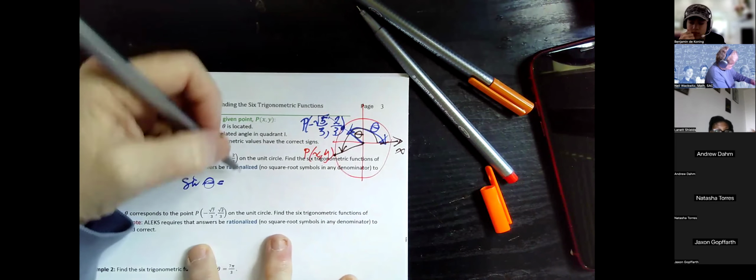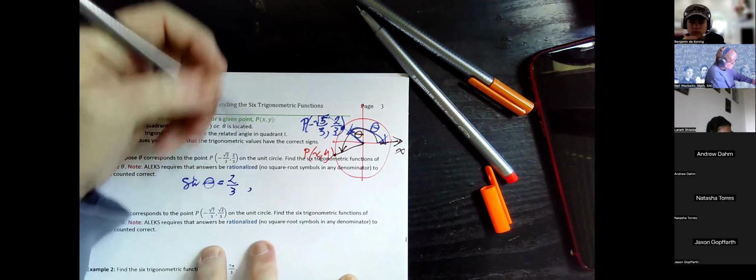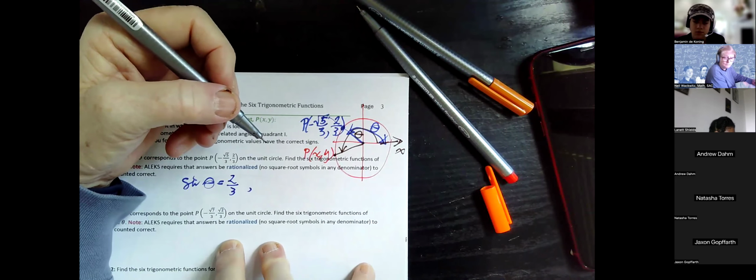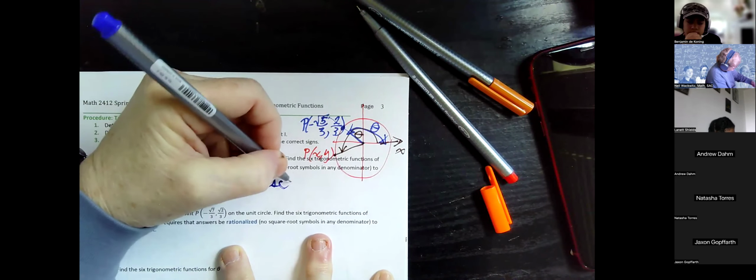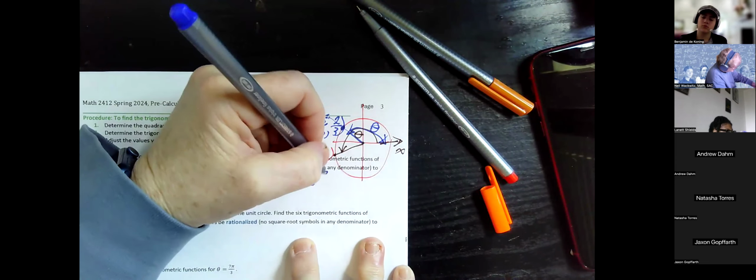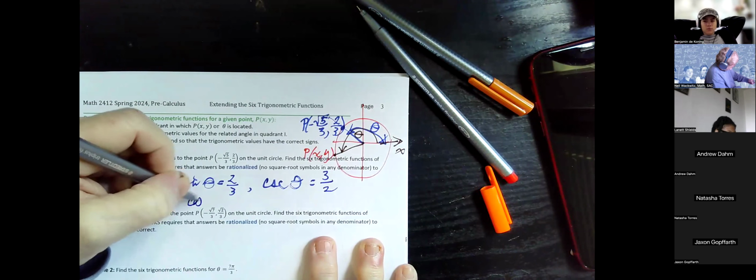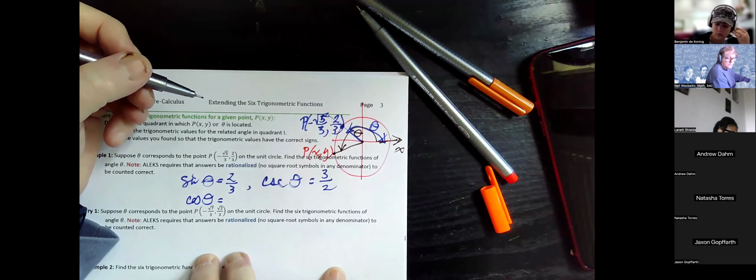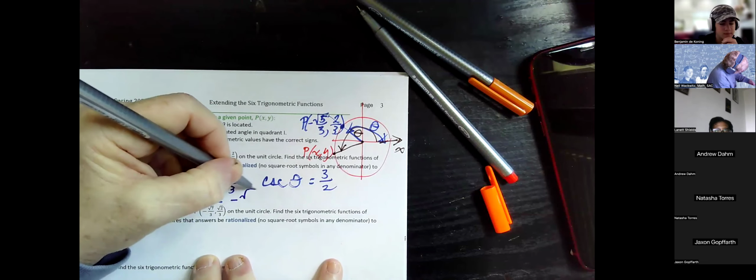2 over 3. Good. And who is sine's friend? Cosecant. Good. So the cosecant of theta is going to be 3/2. Beautiful. The cosine of theta is negative 5 square root of 5 over 3. Good.